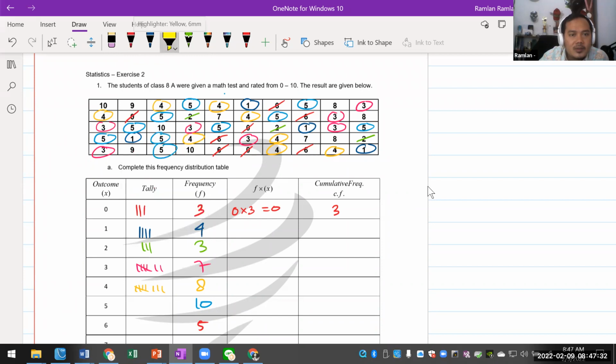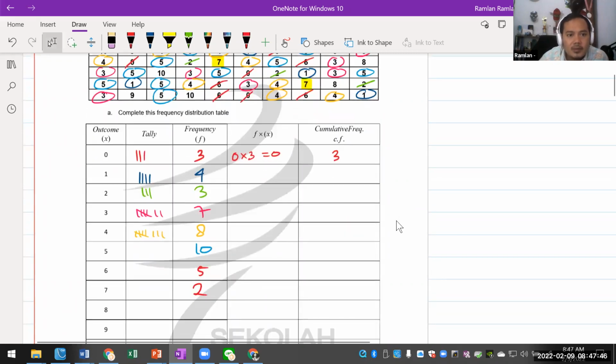I'm gonna use a stabilo highlighter this time. Okay, 7. We have it here. Just 1, 2, only 2. Okay, we have 2 of that. The next one is 8.